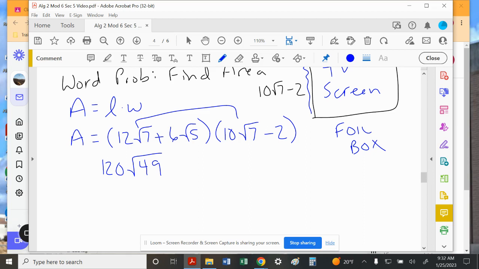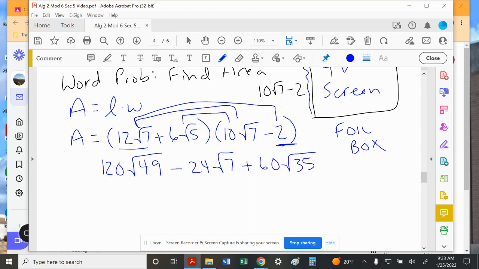I then have first outer, so then we do these two. So we have minus 24 square root of 7. Because this 2 doesn't have a square root, that's okay. Just multiply the numbers, and then we keep the square root of 7 because that's still in there. 6 square root of 5 times this one is plus 60 square root of 35. Okay, and then we multiply these two out here, minus 12 square root of 5.